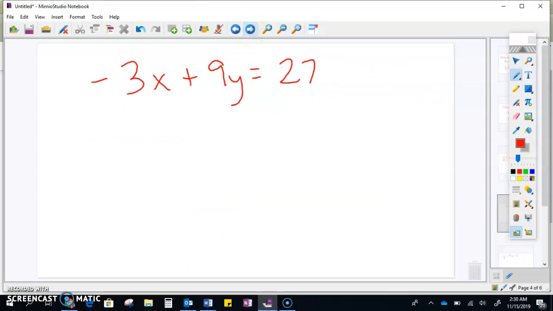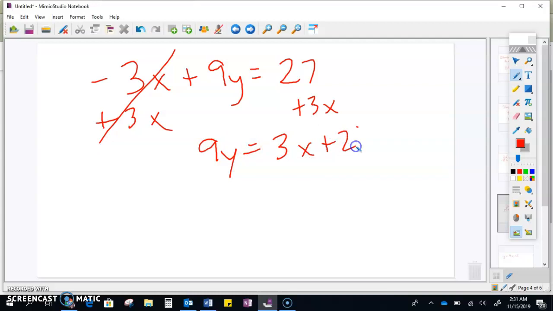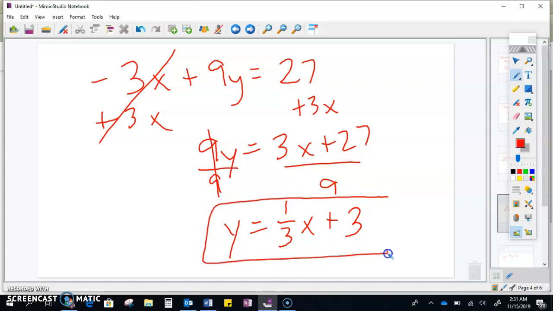Go ahead and pause and try this one on your own, and then as soon as you're finished, hit play again so you can check your work. So the first thing that we're going to do in this problem is add 3x to both sides. When we add 3x, that cancels. We're left with 9y equals 3x plus 27. From here, we want to divide everything by 9, which cancels, gives us y equals 3 divided by 9 is 1/3. So we have 1/3 x, and then 27 divided by 9 is 3. So our answer is y equals 1/3 x plus 3.